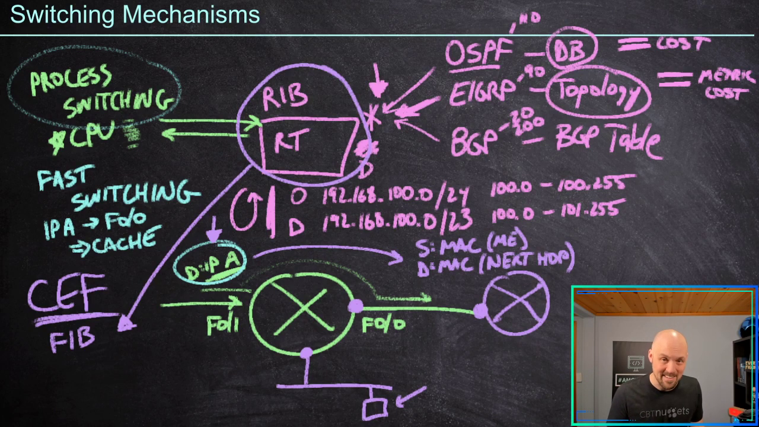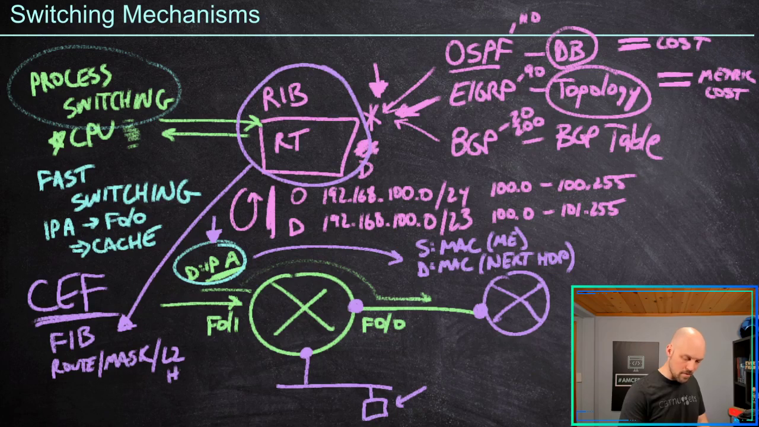We want our networks to be fast and we don't want this whole process switching and fast switching to carry over into this modern networking world. We want to be rid of the CPU. And so what the FIB is going to do, let's come full circle here. Remember, we're talking about Cisco Express Forwarding, which relies on the forwarding information base. The forwarding information base is going to have the route, it's going to have the mask, and it's going to have the layer 2, basically the layer 2 header already pre-built.